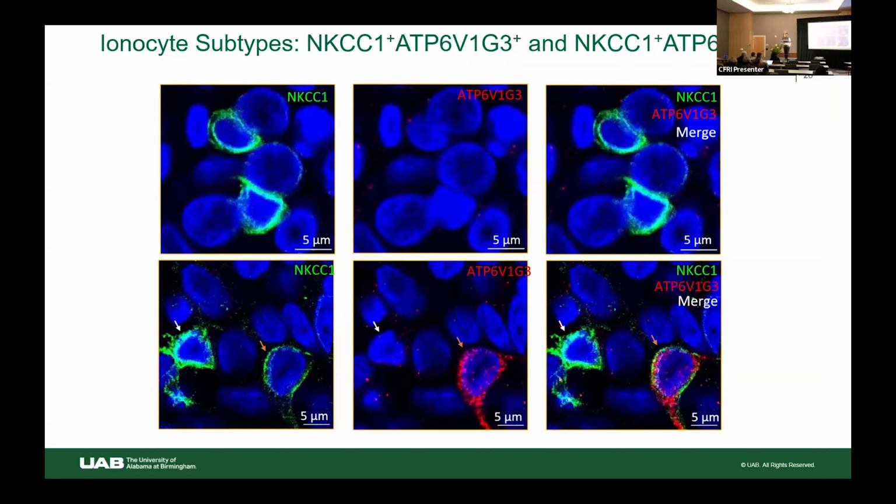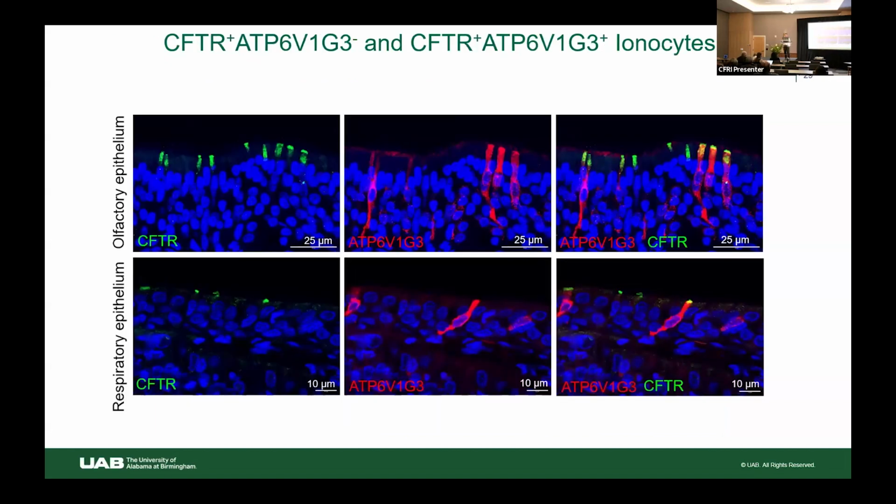Then we move to a high magnification image to identify those ionocytes. As we can see in the upper panel, there are very clear NKCC1 positive and ATP6V1G3 negative ionocytes. And we can also see the two different flavors of ionocyte in the same image. So those are the NKCC1 positive, ATP6V1G3 negative, and NKCC1 positive, ATP6V1G3 positive ionocytes. Then next we move to the nasal epithelium.